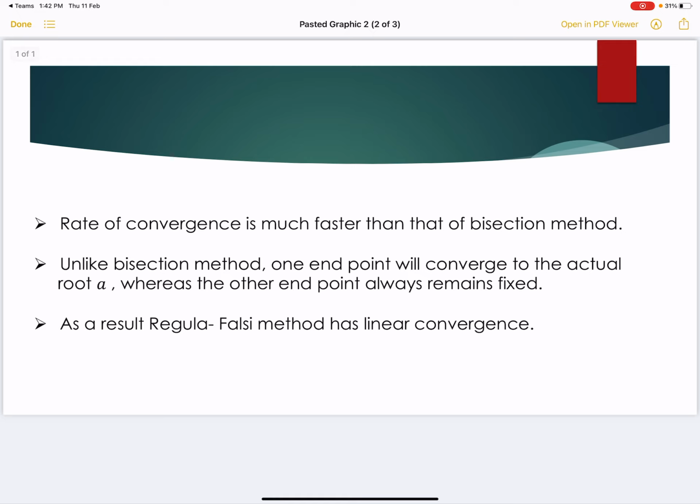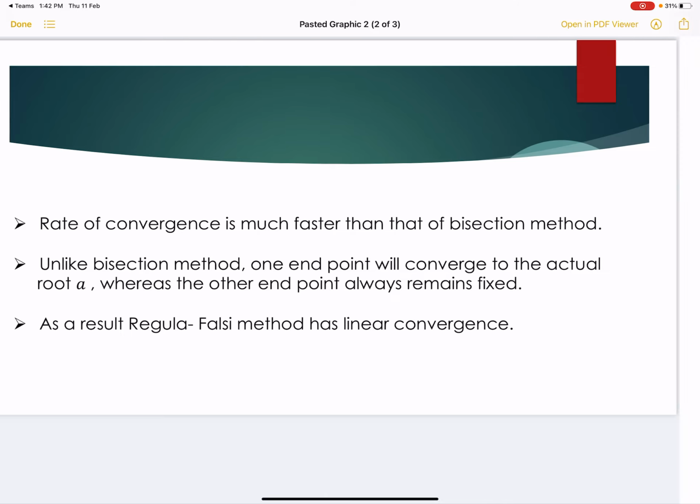The rate of convergence of the regula falsi method is much faster than the method we discussed in the last lecture, that is, the bisection method. Unlike the bisection method, one endpoint will converge to the actual root, whereas the other endpoint always remains fixed. In the bisection method, we had discussed that the convergence is unidirectional. And the regula falsi method has a linear convergence.